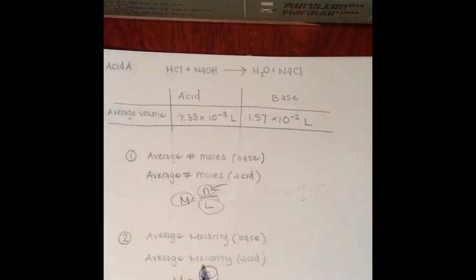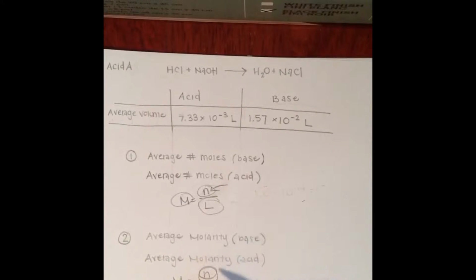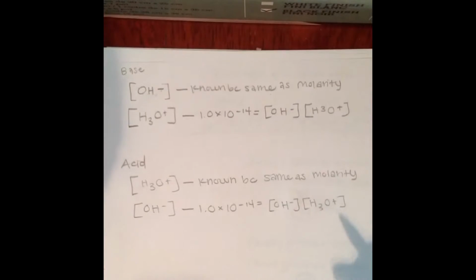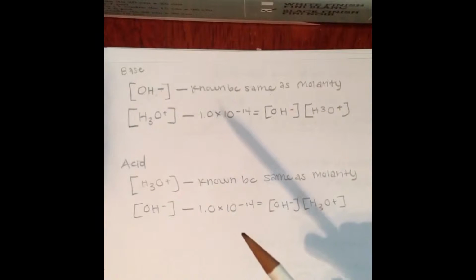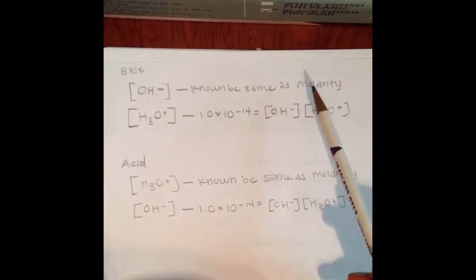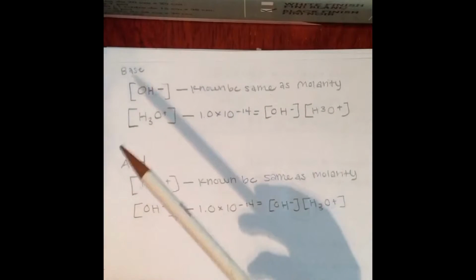Because now the number of moles are known for the acid, then you can plug in the number of moles and the liters of solution for the acid and solve for the molarity. But the molarity of the base is already known, so you don't have to do any work for that. For calculating the hydroxide ion concentration for the base, it's the same as the molarity because there's a 1-to-1 ratio for acids A and B.